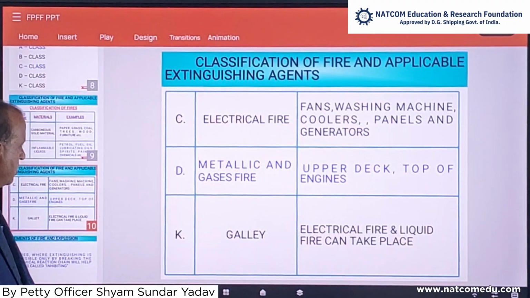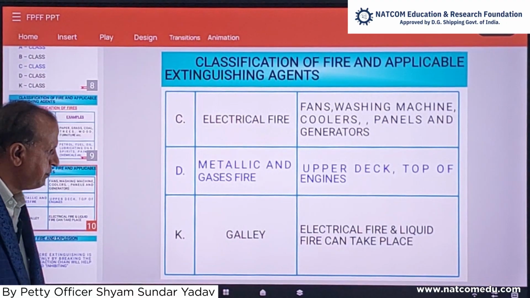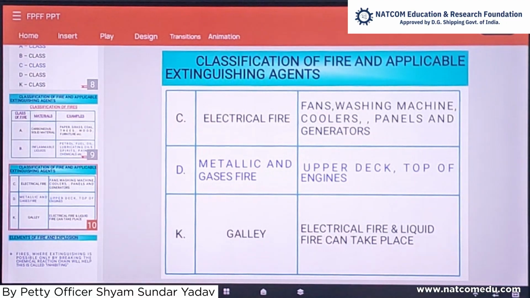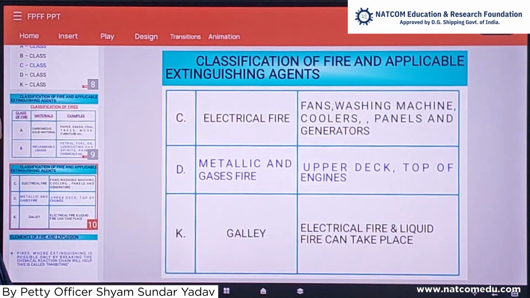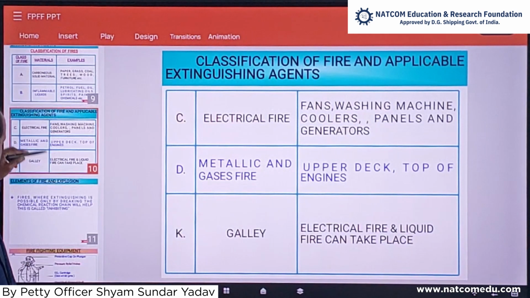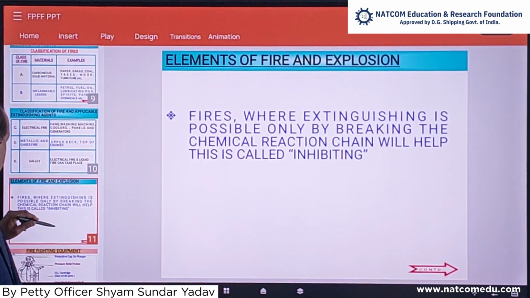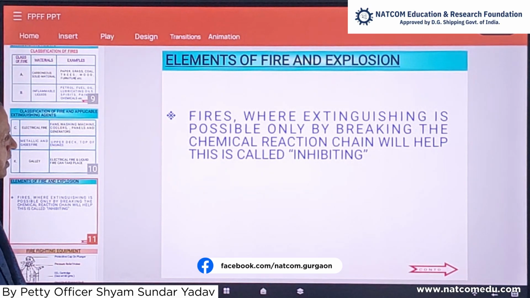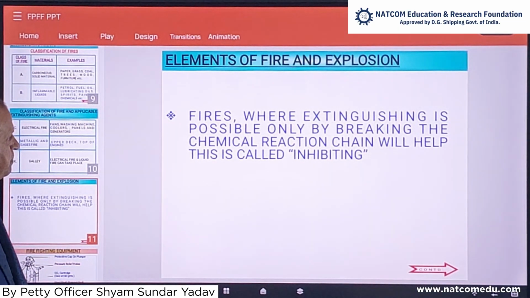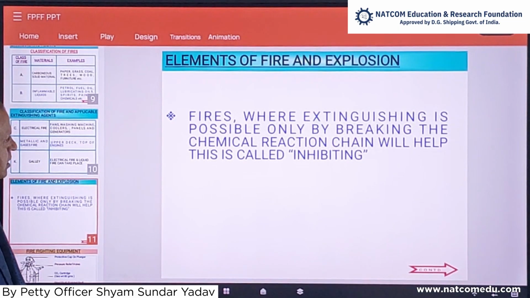Now we will talk about K class of fire: galley. Electrical fire and liquid fire can take place. Both fires can take place in the galley. Fire where extinguishing is possible only by breaking the chemical reaction chain is called inhibition.